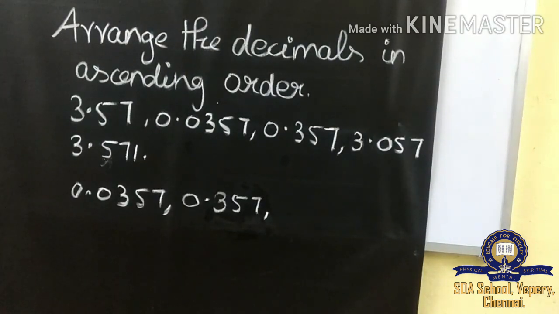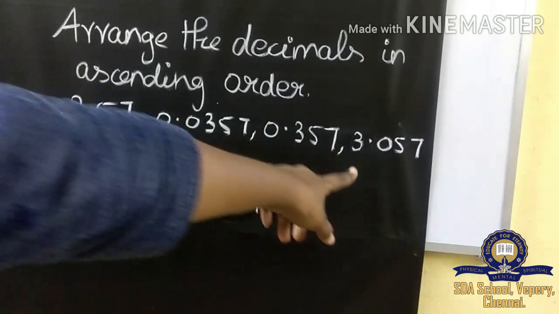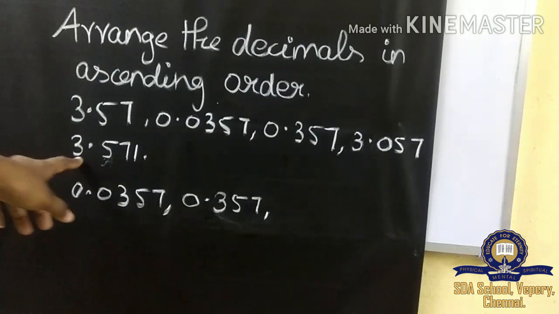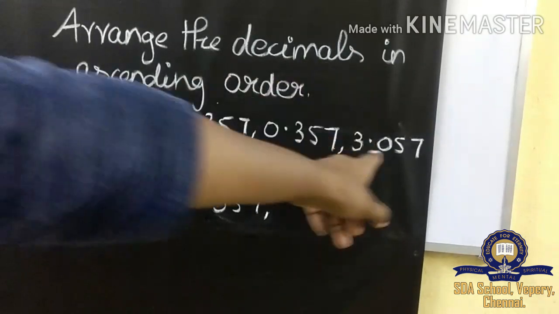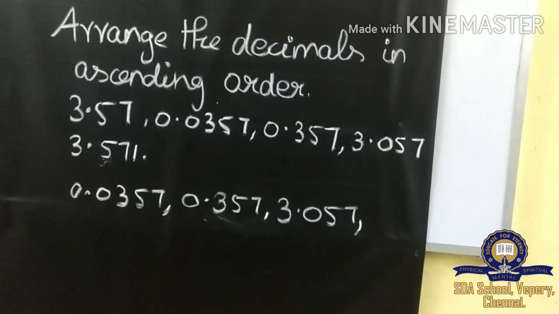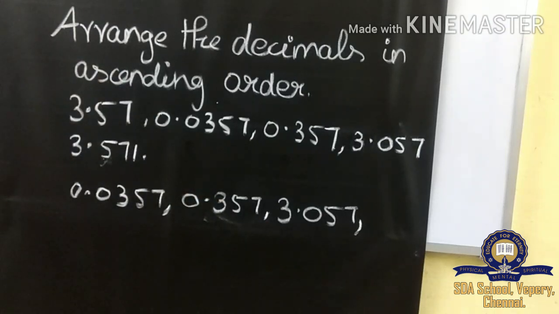Next, which number is smallest? 3.57, 3.571, 3.057. And 3.057 is the smallest number. Here you can see that 3.0 and that is in the form 3.05, right? So it is the minimum value. So we are going to write 3.057.